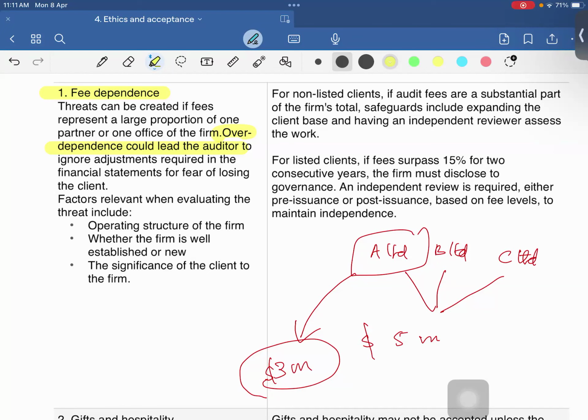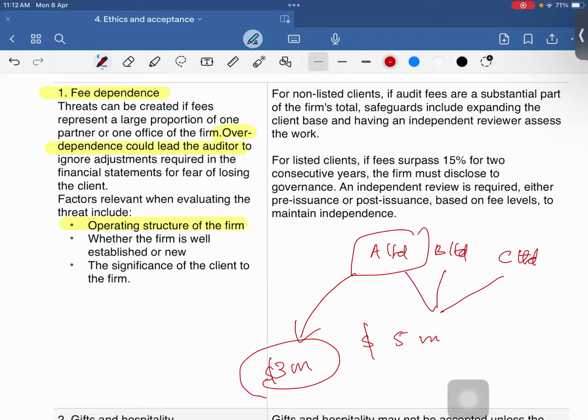Now, in order to evaluate this threat, we need to make sure certain things are taken into consideration. First is what the firm operates on, that is, the operating structure of the firm, how the firm operates. That is our firm, the audit firm, how the audit firm works, whether we are giving just audit services or consultancy services along with it.